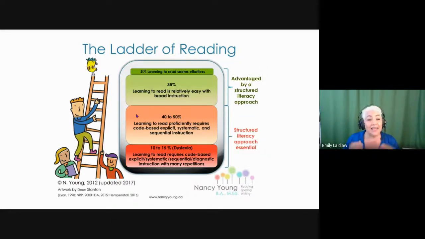Okay, so that's nice. What about the other 50% of the population? Maybe even more. Okay. So then there's another 40 to 50% that need explicit instruction. Explicit instruction that's code-based so that they are taught the code of reading. And we talk about systematic and sequential. So 40% thereabouts need that. And the degree to which they need it varies on the child. So it's a spectrum, right? There are some kids that need just this much and other kids that need more.